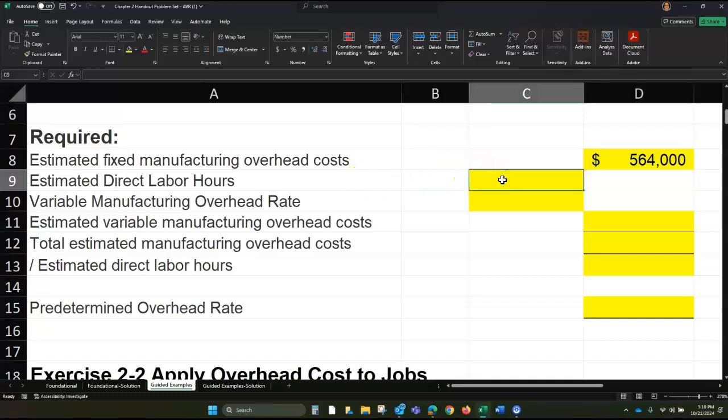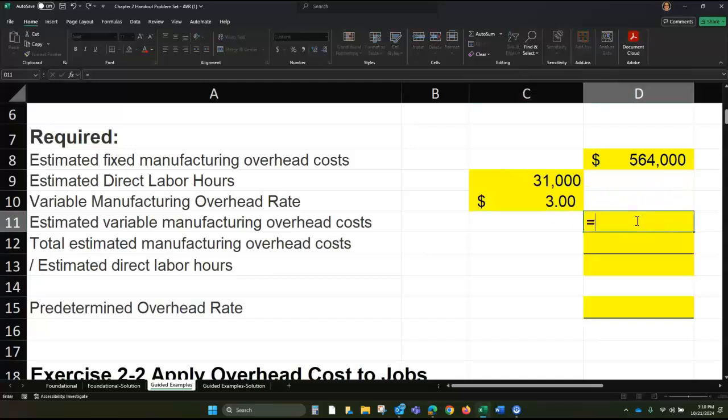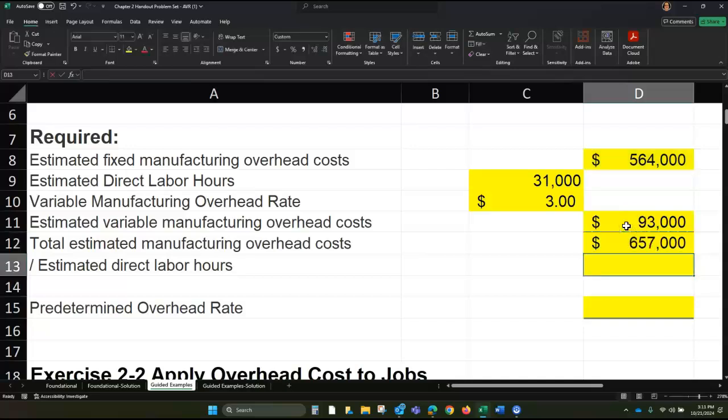Okay. All right, the estimated direct labor hours was good, the 31,000, okay. The variable manufacturing overhead rate was $3 per, okay? So then that gives us the 31,000 times the 3. That gives us $93,000 in variable overhead estimates, okay? Which then makes our total the 564 plus, which is the fixed, plus the variable. That gets us 657.